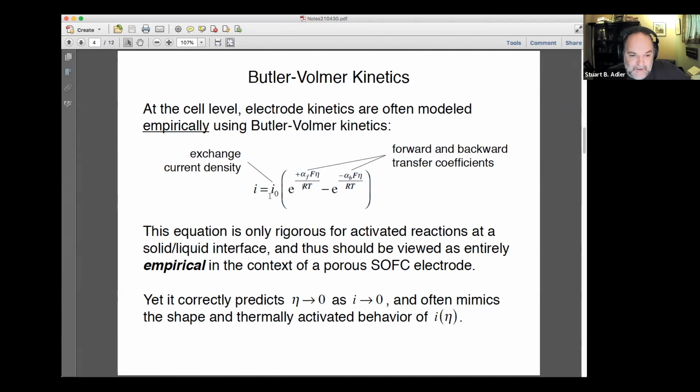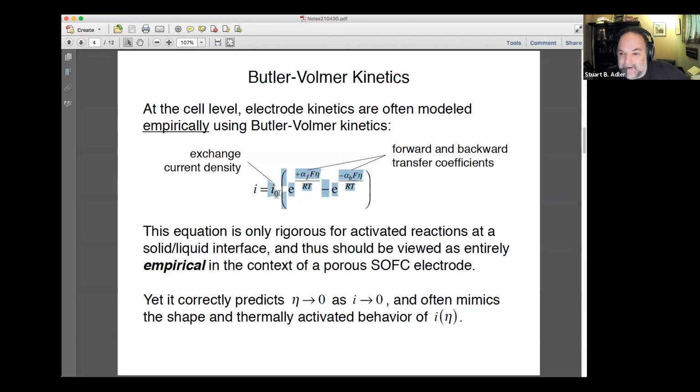The other term in here is the exchange current density. It has all the units in it, so it has the units of amps per square centimeter, just like current does. And what it represents is how fast the forward rate and the backward rate are, in terms of amps per square centimeter, when you're in equilibrium.